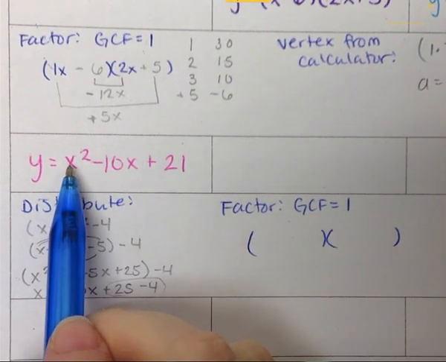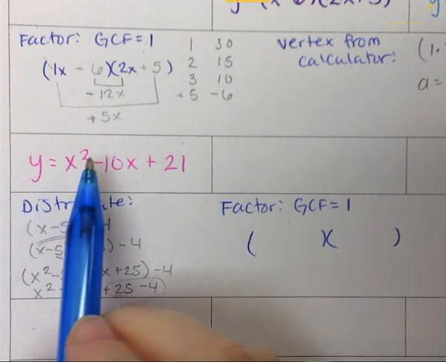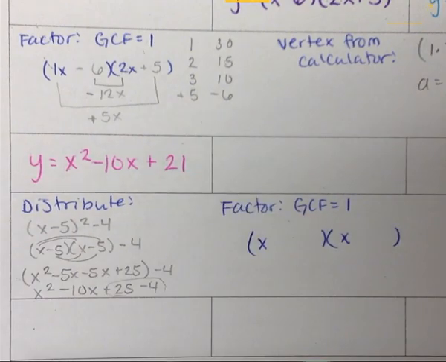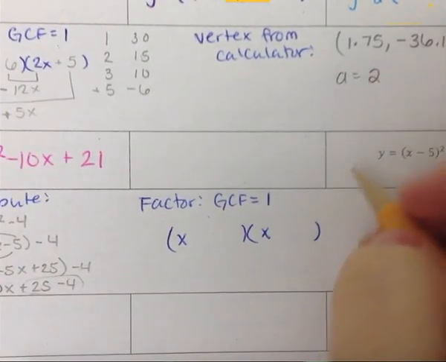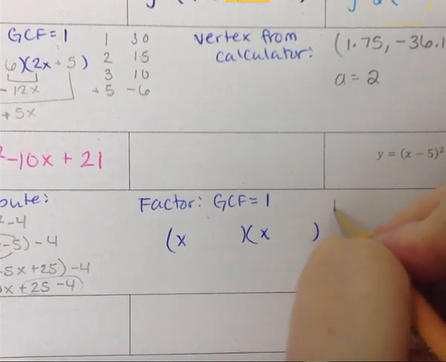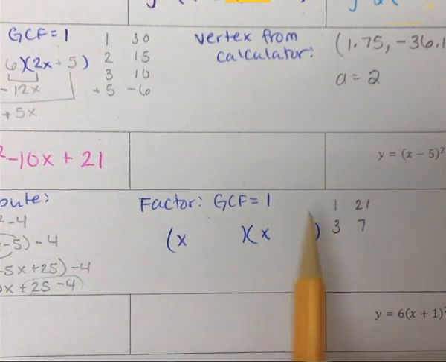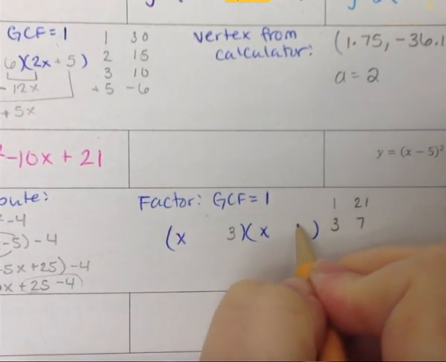We want to figure out what multiplies to x squared for the front. So x times x are the only things that multiply to x squared, so we have x times x. Then we need to figure out what multiplies to 21. So I'm going to list out my factors of 21, which are 1 and 21 and 3 and 7. So I'm going to put the 3 into this first set and the 7 into the second set.